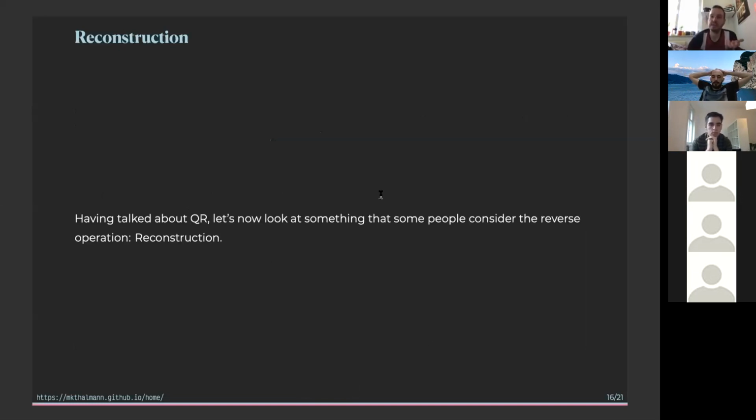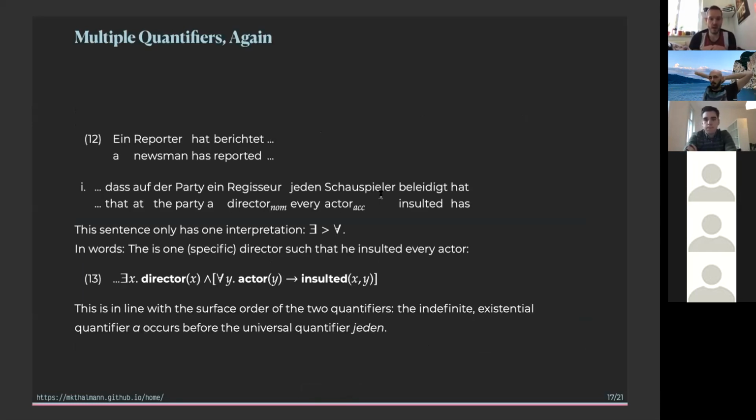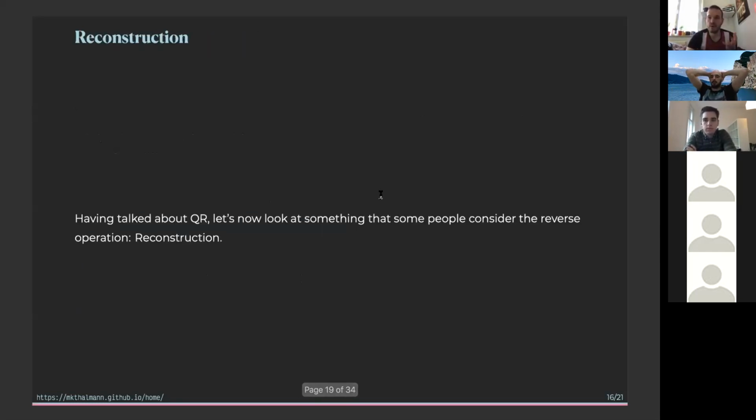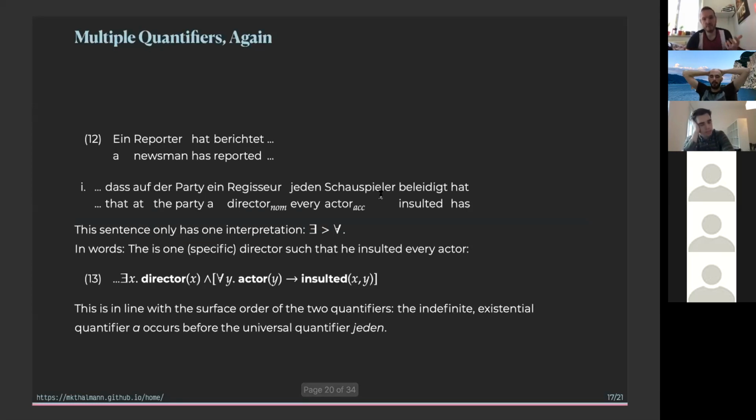So reconstruction is the other type of covert movement. To do this, we need a bit more of an elaborate setup. Again, German, because this doesn't work in English in the same constructions. So we have the German sentence, ein Reporter hat berichtet, dass auf der Party ein Regisseur jeden Schauspieler beleidigt hat. So a newsman reported that at a party, a director insulted every actor.